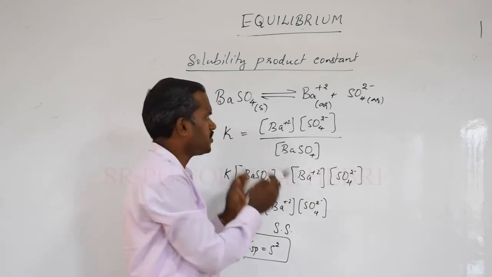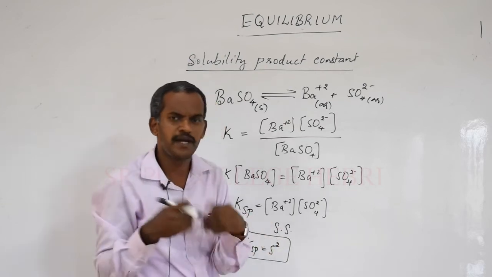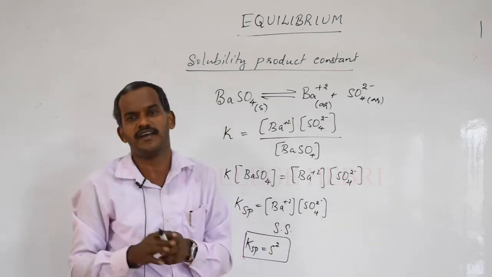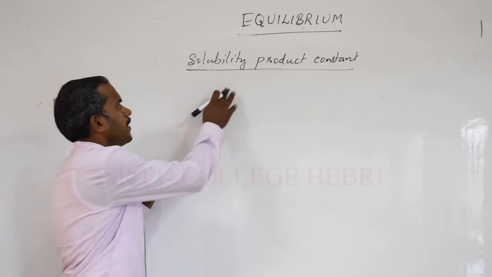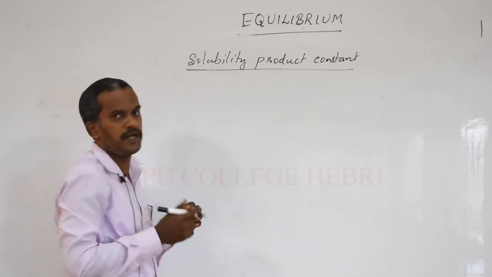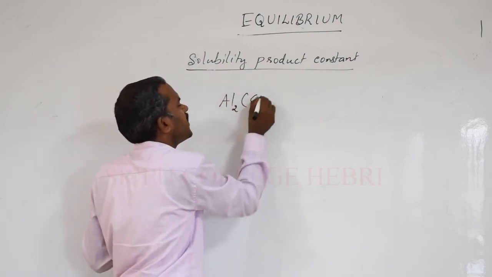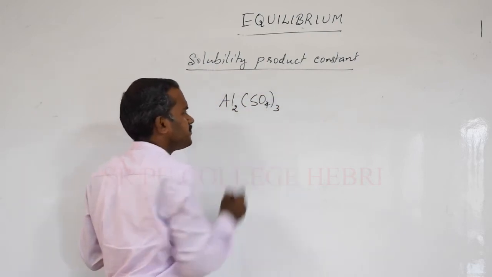Okay, if you understood this, let me take up one more example. So it looks very easy. I'll take up one more example and then we'll go for a generalization. Okay, I'll take up a second example now to understand the solubility product constant. Let me take the example aluminium sulfate, Al2(SO4)3.